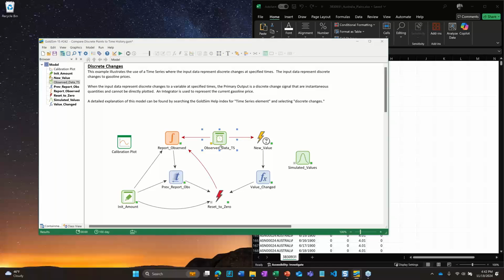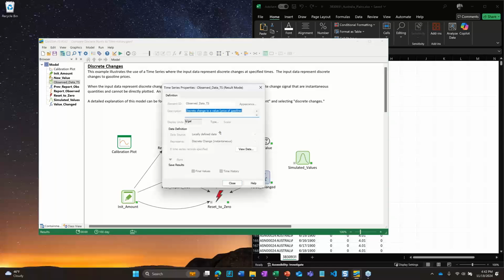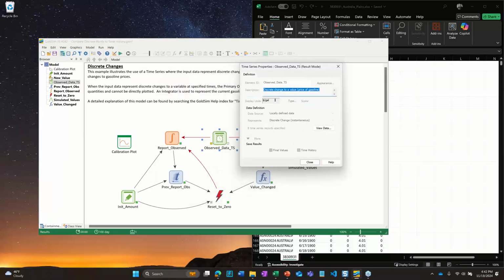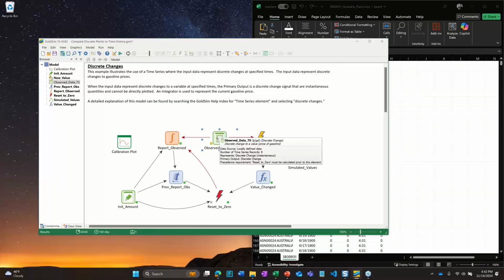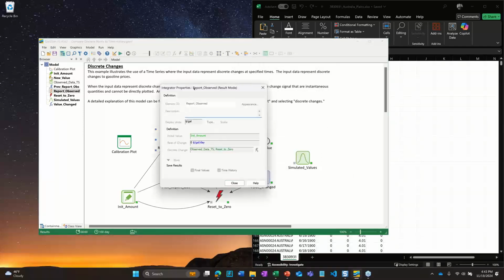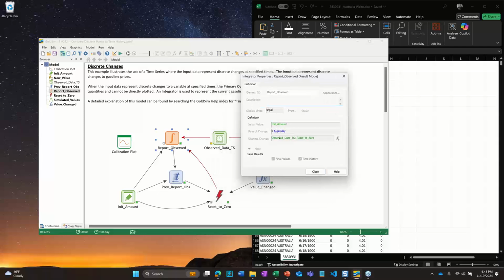Okay, so we have our non-regular measured data here. And the important thing here is that you make it discrete change. That has to happen. So these are discrete measurements that we've put into this time series. Then what you do is you put those into an integrator. And the way that you put discrete changes into an integrator is through the discrete change input down here.